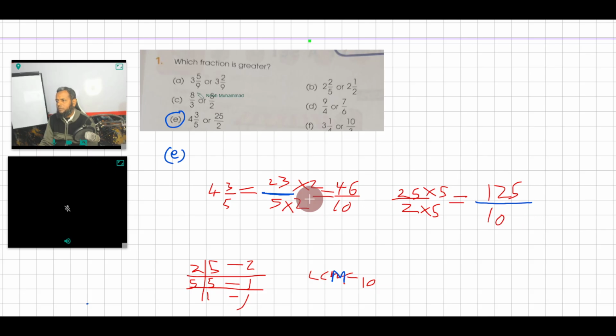Which one is greater? Yes, it is greater. Clear? This is greater. Are you understanding?